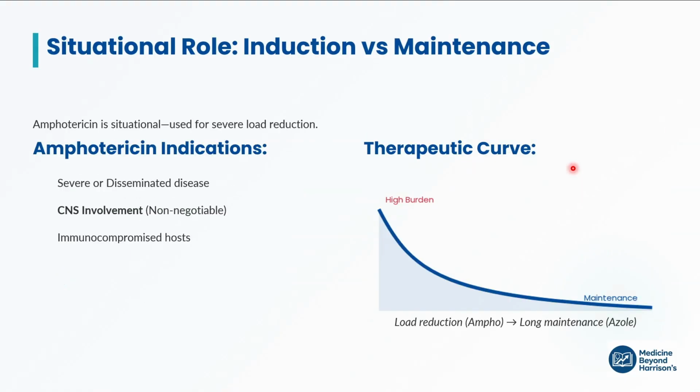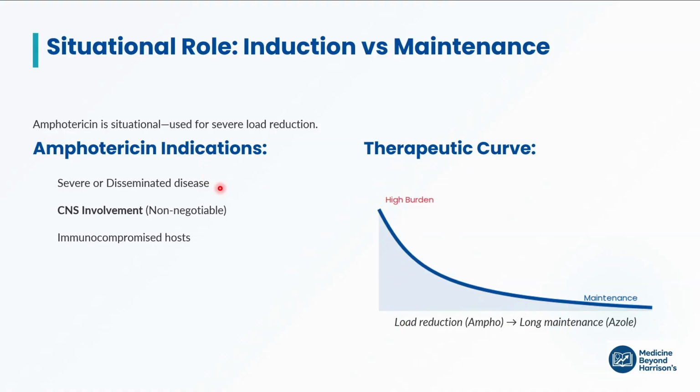Situational role: induction versus maintenance. Amphotericin can be used in situations where severe load reduction is needed. When you don't know whether the fungus is a yeast or a mold, you can go for amphotericin B initially. When you suspect a severe disseminated infection, when the vitals are unstable, and there is CNS involvement or immunocompromised hosts, in all these cases amphotericin is indicated. The therapeutic curve goes from high burden to maintenance: for high burden, you can go for amphotericin, and for long-term maintenance, you can go for azoles.